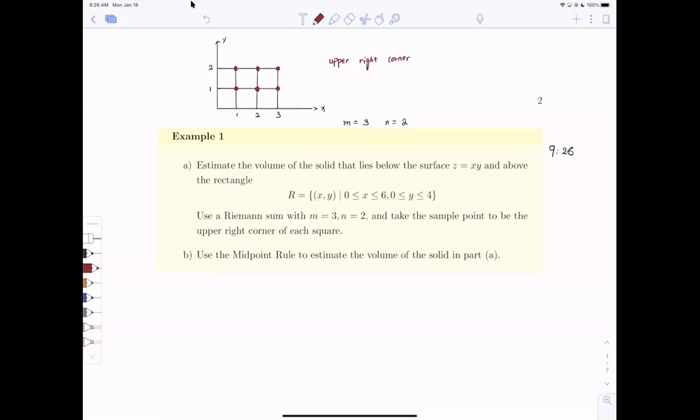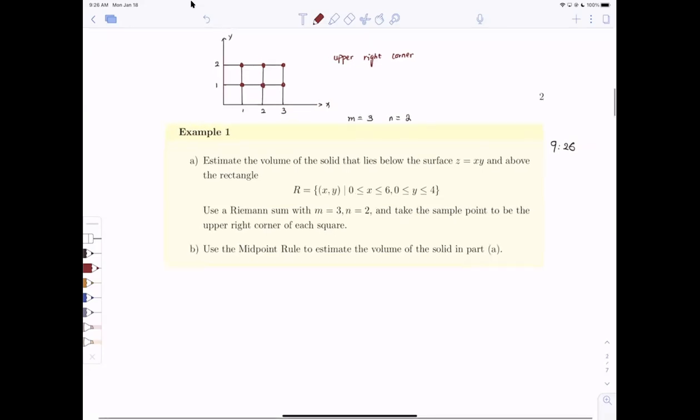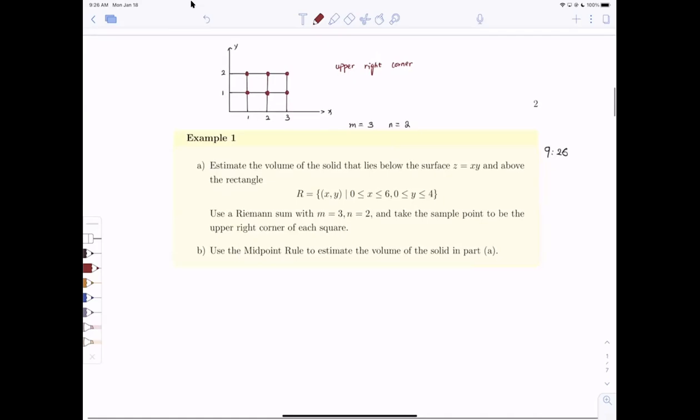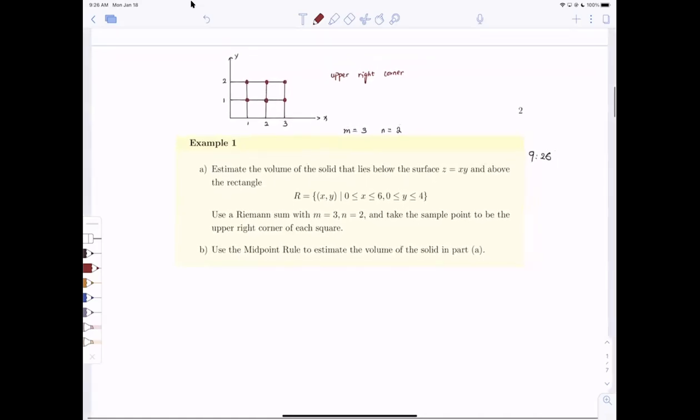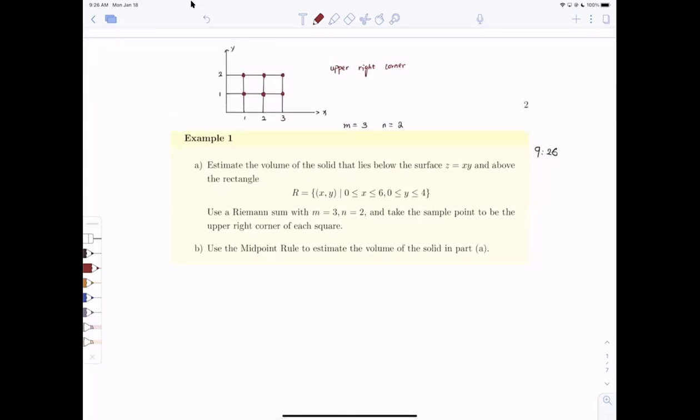Hey, I'm sorry. Can I ask a question? Sure, go ahead. For the formula, do we automatically assume that m is for the x and n is for the y? Yes, yes. Okay. Okay, 144, that's correct as well.